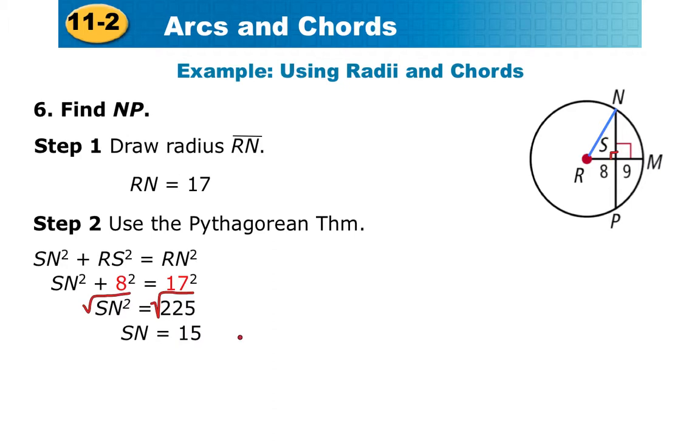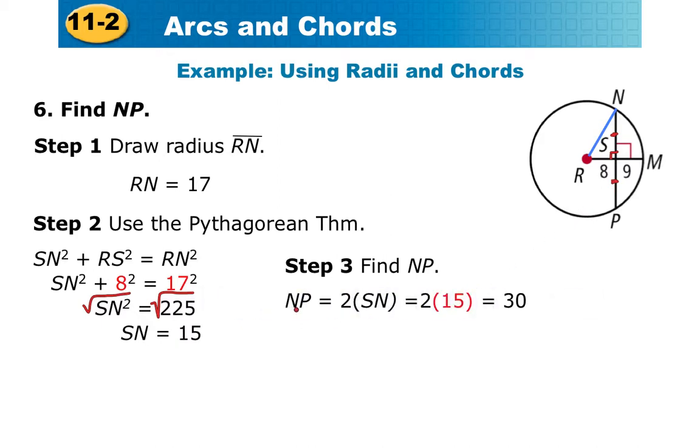And then this is the last step. I still need to find NP. But notice that by the theorem, this radius bisects NP. So this distance is equal to that distance. So that's why we have NP is equal to 2 times SN. We found that SN is equal to 15. That's why the answer is 30. And this concludes this section.